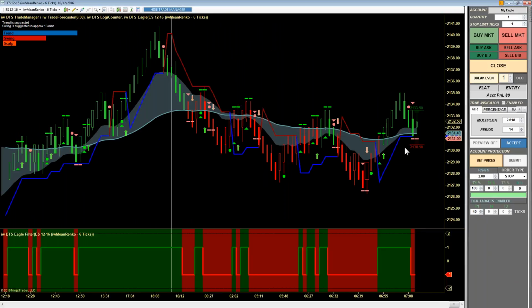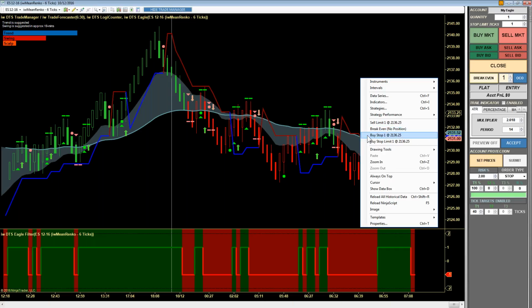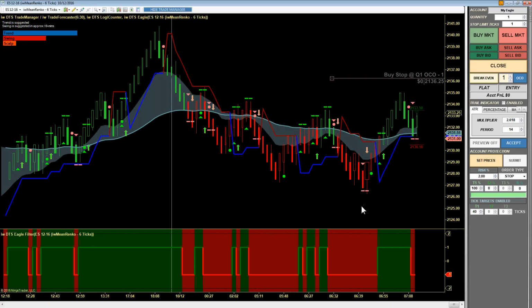Here's the E-mini on the Eagle. Trade Manager has this cool OCO function, OCO of course standing for one cancels other. And when you have a market that is obviously sideways, as the E-mini seems to be, you can set it up to buy above the high and sell below the low.